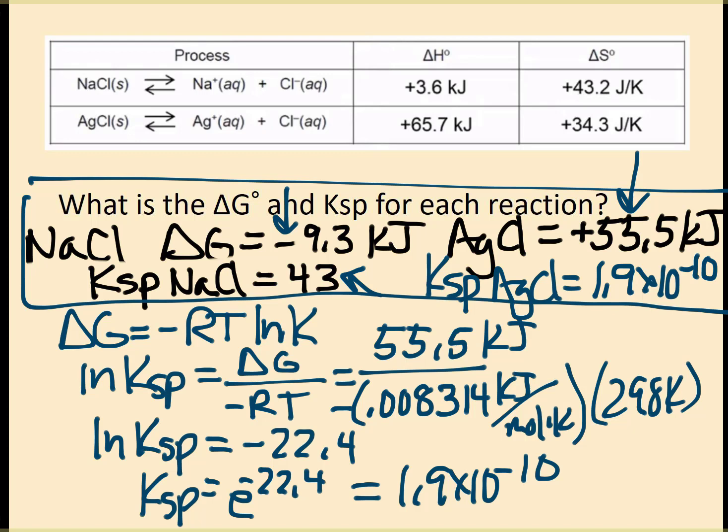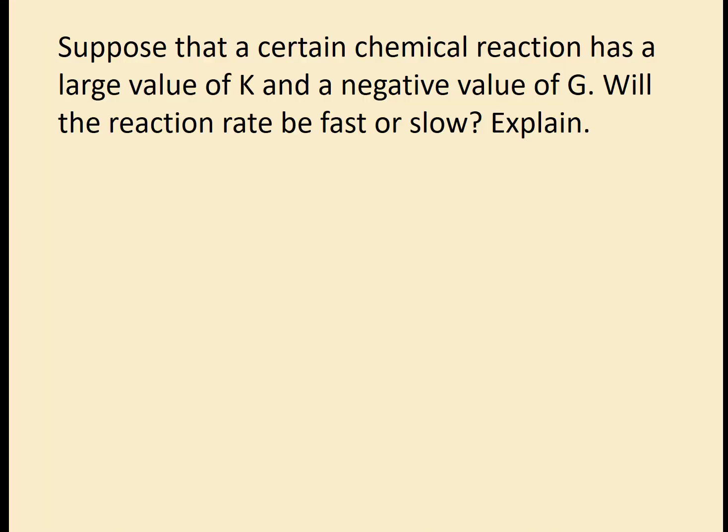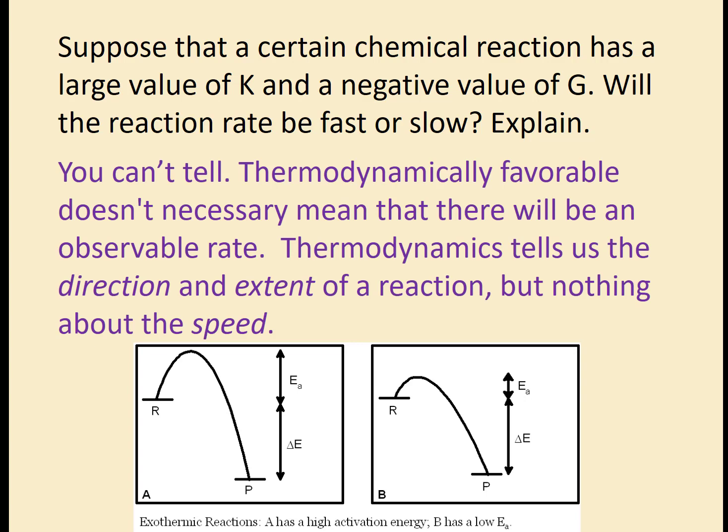It typically is a precipitate, so we can't get it to dissolve very much. Suppose that a certain chemical reaction has a large value of K and a negative value of delta G. Will the reaction rate be fast or slow? And explain. So be careful.